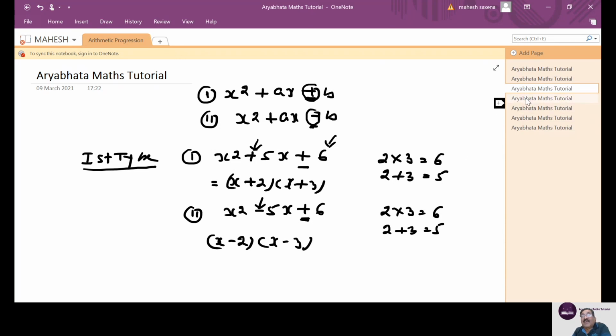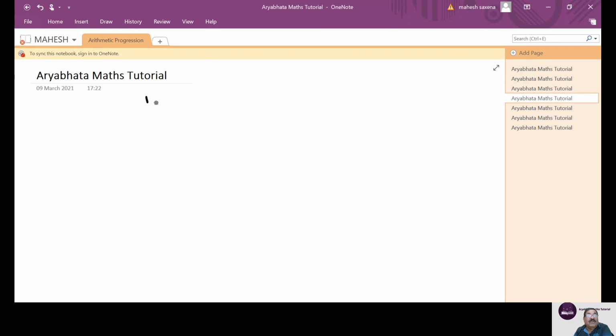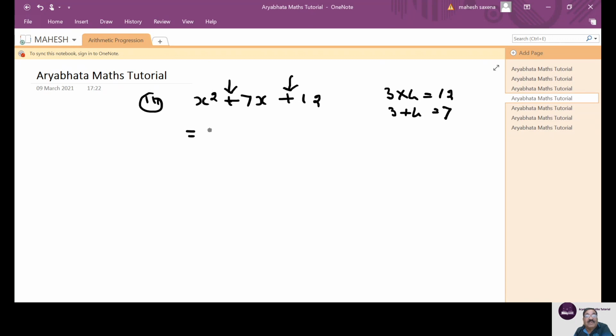I am taking another example. Example 3. Suppose it is x square plus 7x plus 12. Again, this constant is positive. Therefore, we will break 12 into two terms such that their product is 12 and sum is 7. It is 3 and 4, since 3 into 4 is equal to 12 and 3 plus 4 is equal to 7. This constant is positive. Therefore, the factors of this are x plus 3 and x plus 4.